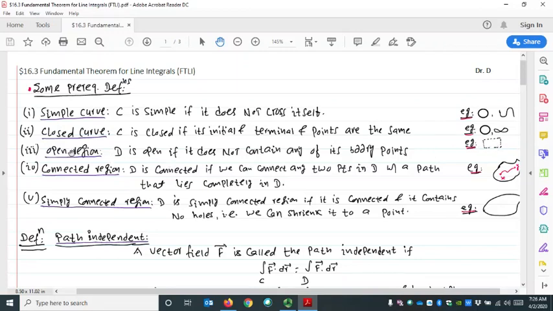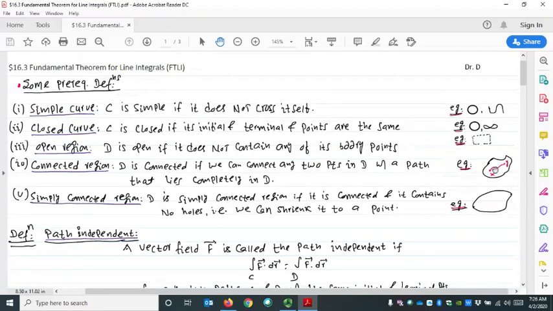Example. Connected region. D is connected if we can connect any two points in D with a path that lies completely in D. So we can connect any two points inside the D with a path that completely lies in D. Simply connected region. D is a simply connected region if it is connected and it contains no holes. That means we can shrink the domain to a single point.